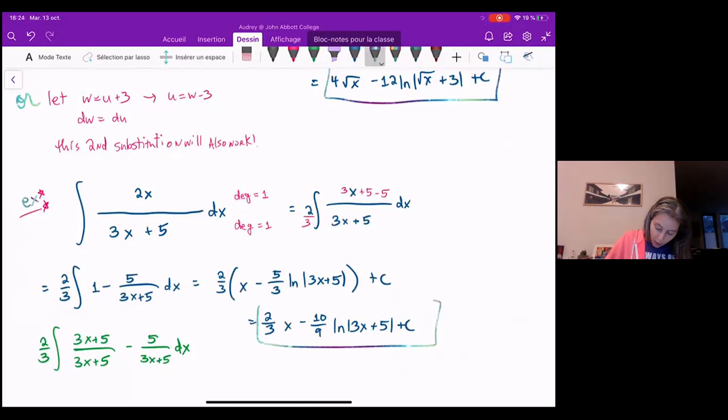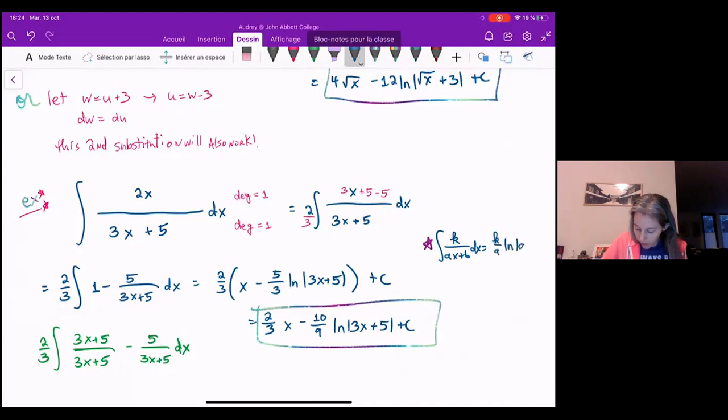Just to remind you of the known form that we are using, the integral of k over ax plus b dx is k over a natural log of ax plus b plus c. So that's what we were using in this problem.